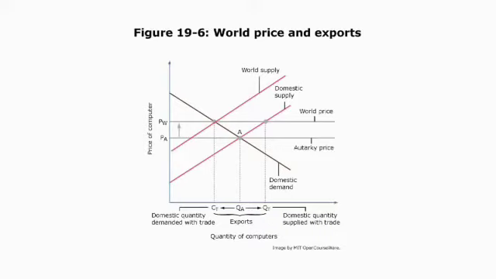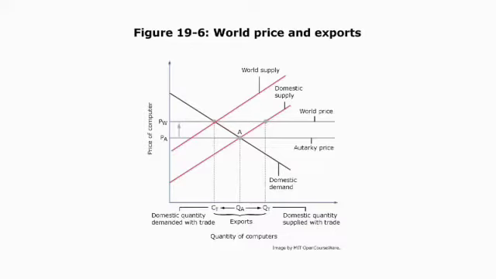Now, figure 19.6 shows what happens with exports. Once again, we start at point A, the domestic outcome. Okay? And now we're talking about computers. So now the US is going to export computers. What that means is that the supply of computers to people in the US is going to fall. Why? Because a bunch of them are going to get sent away.